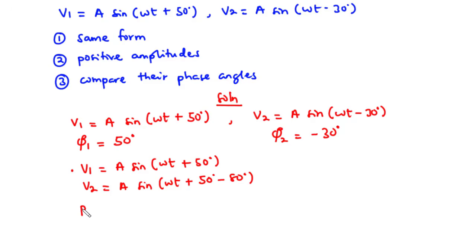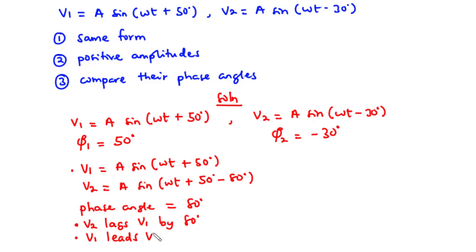So first of all, we have the phase angle between the two signals to be 80 degrees. So we can say that V2 lags V1 by 80 degrees, or better still, V1 leads V2 by 80 degrees.